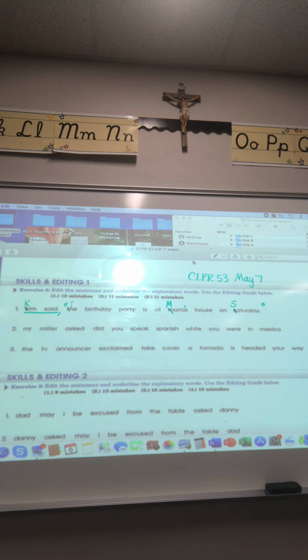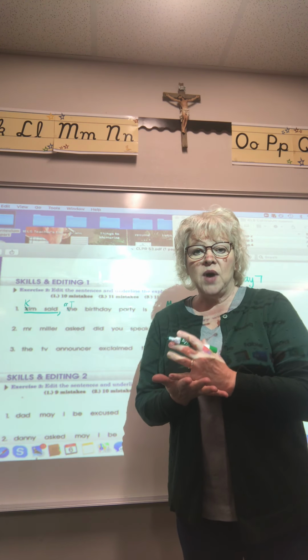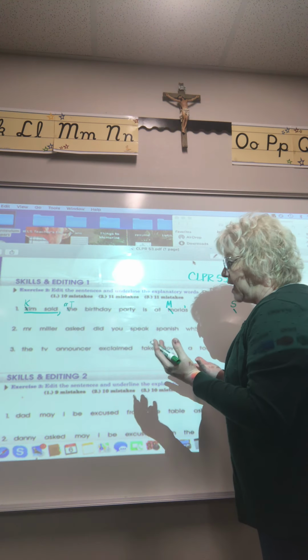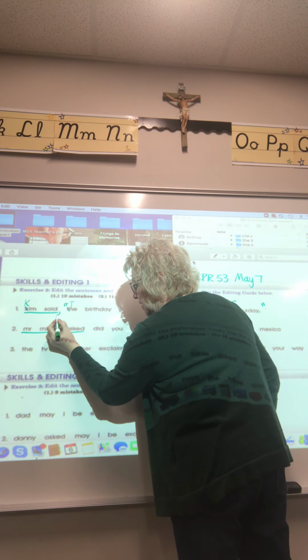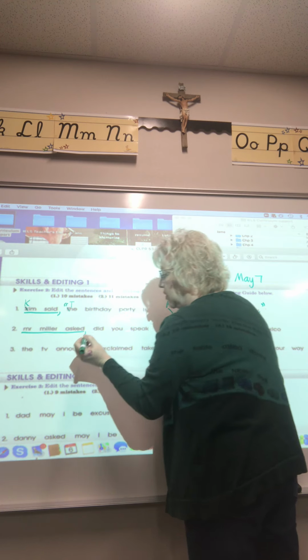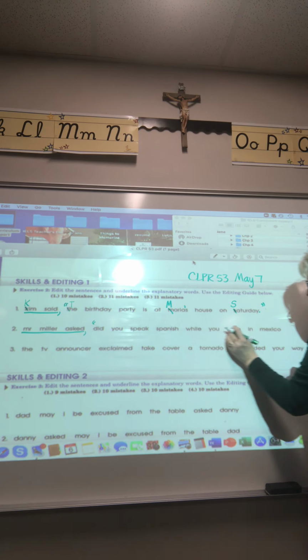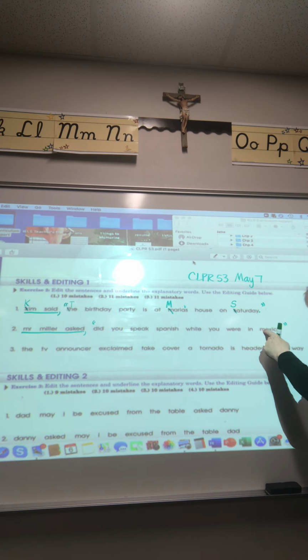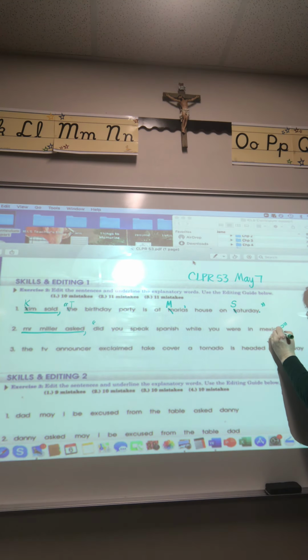Sentence 2. Mr. Miller asked, "Did you speak Spanish while you were in Mexico?" So you're going to underline the explanatory parts. The explanatory words tell who actually was doing the talking, and that is Mr. Miller. So we have Mr. Miller asked, just like this sentence here, you have to have a comma after the explanatory words. Then we're going to put quotation marks around what actually came out of his mouth. And because this is a question, did you speak Spanish while you were in Mexico? We're going to put a question mark at the end of the sentence.